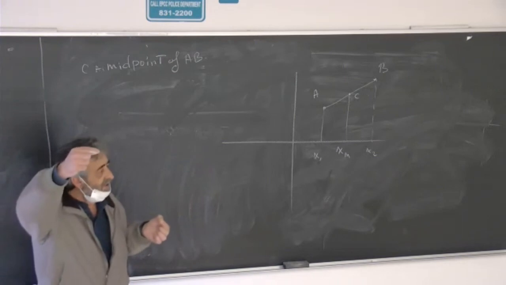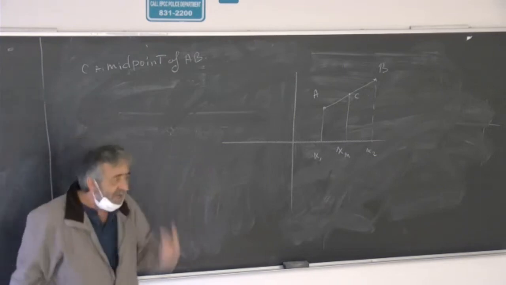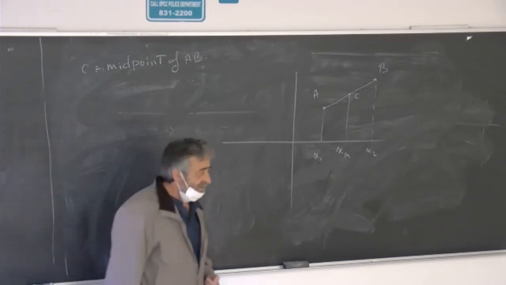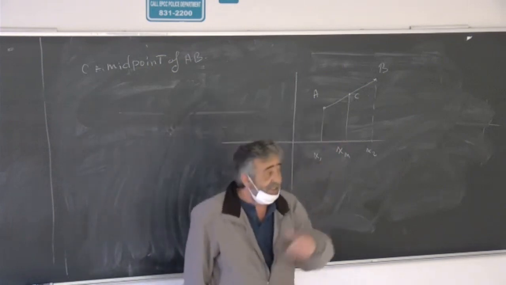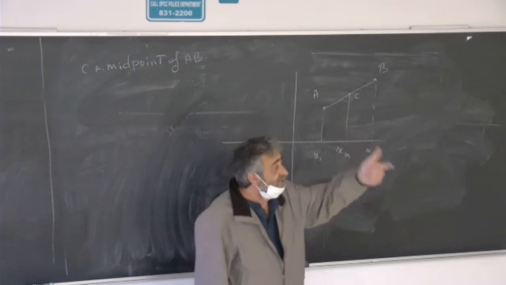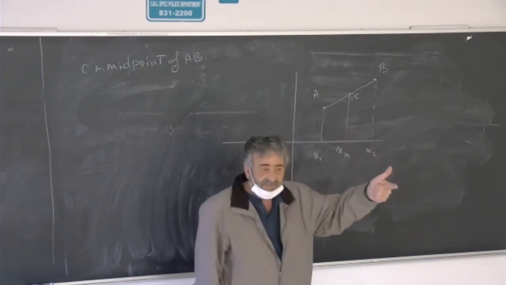Yes? Now notice, in the distance, we only look for one value. Why? Because we just measured, and that measure has to be one value. It couldn't be like 3 and 4. Yeah? But now we're looking at a midpoint. That means I need to look for the X value, and I also need to look for the Y value as well.